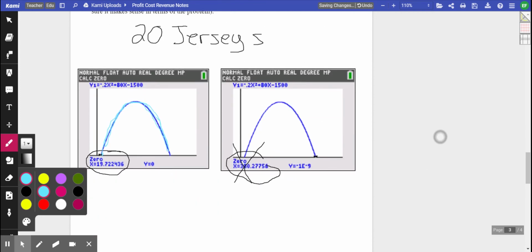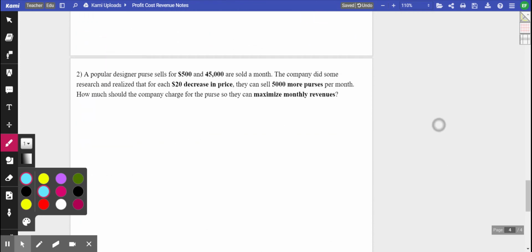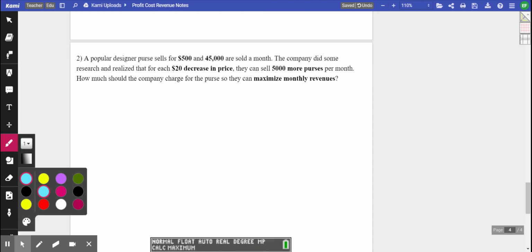In the next example, here again, I'm asking you to do a little bit more work. I'm giving you two separate data points, and we're going to have to use those data points in order to be able to answer the question. So a popular designer makes purses. They sell for $500 and 45,000 units are sold each month. The company did some research and realized that for every $20 decrease in price, they will sell 5,000 more units.